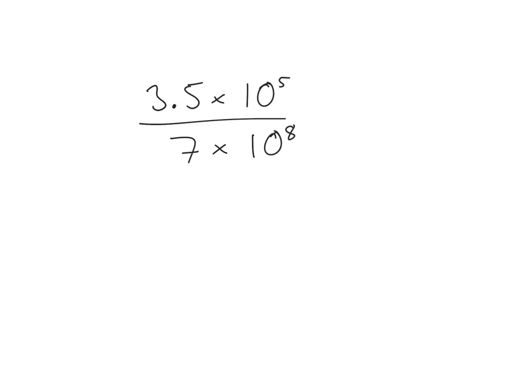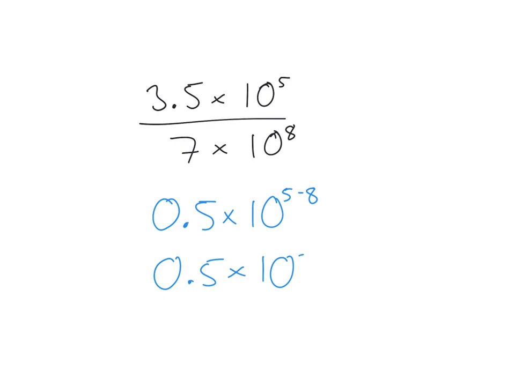For this question, it's perhaps easier to see it as one great big fraction. If we do the division on the left-hand side, we get 0.5. And if we do the division on the right-hand side, we have to subtract the indices. This gives us 0.5 times 10 to the power minus 3. This is not yet in standard form.